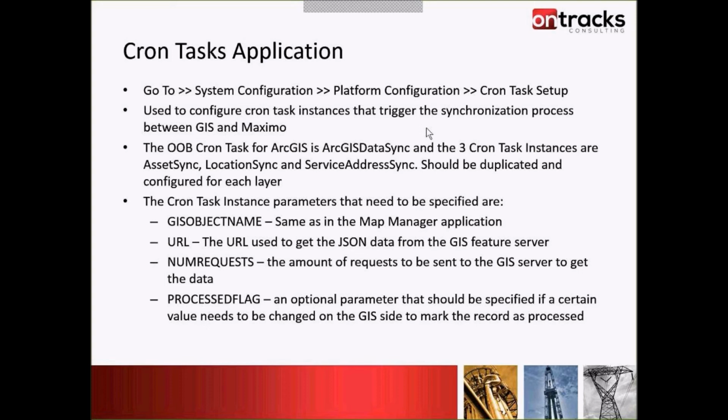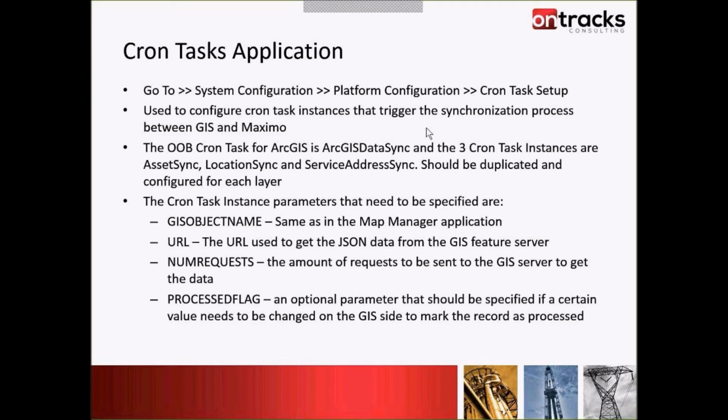My suggestion is never use the new row, use the duplicate function so that it copies all the applicable parameters. There are a number of parameters that you will need to specify. One will be the GIS object name. This is the name that you define in the map manager when you created the GIS object. You'll need to pass the URL, and when you pass the URL, again, you can copy paste from the map manager and the JSON data.